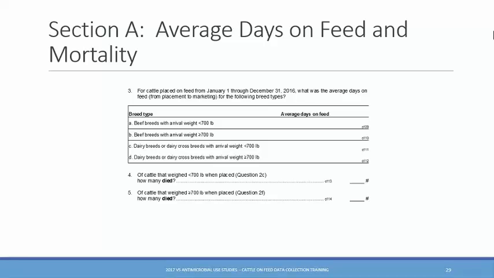Okay, so the next question is mortality. So we're asking about the cattle that were smaller size on arrival at the feedlot, placed on feed, the number that died in 2016. And now this notes that this includes deaths from the time cattle were placed on feed through marketing if it occurred in 2016. And the same information for cattle that weighed over 700 pounds. And again, it's both breeds in this question.